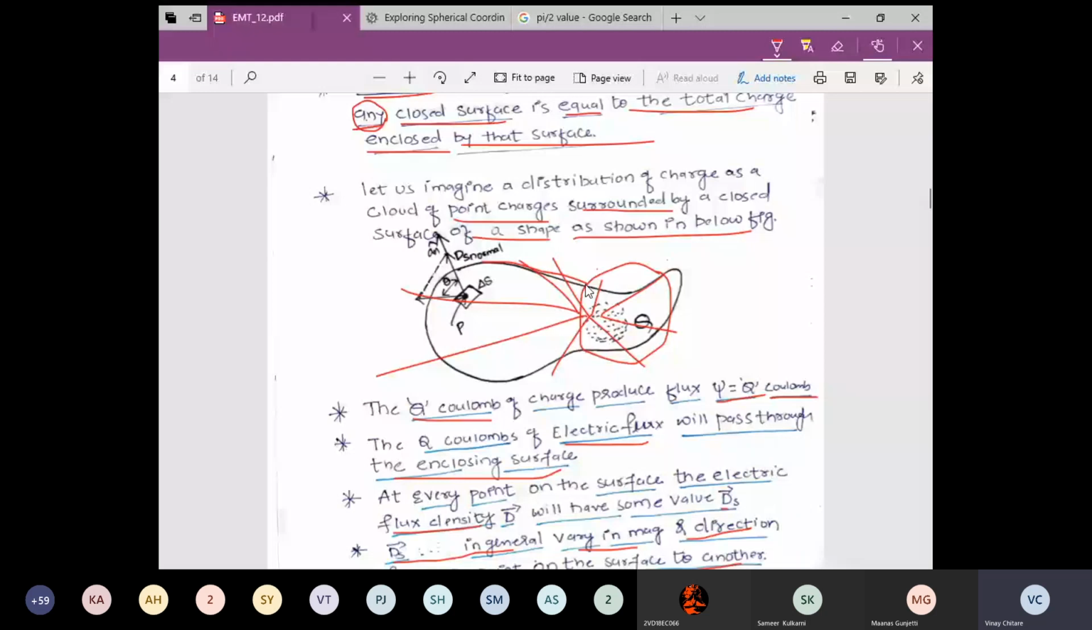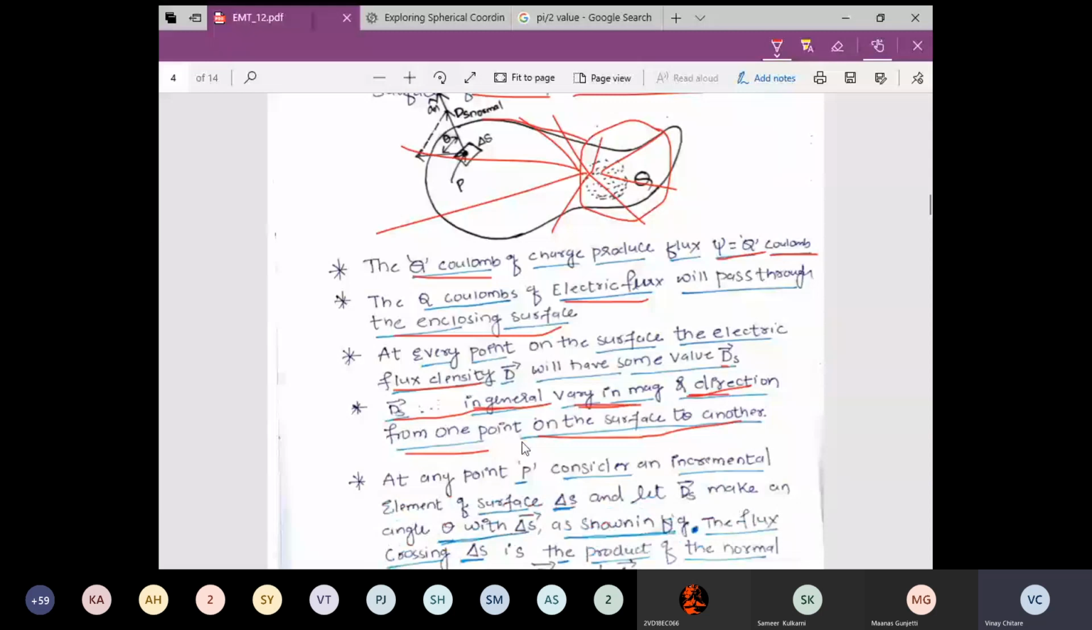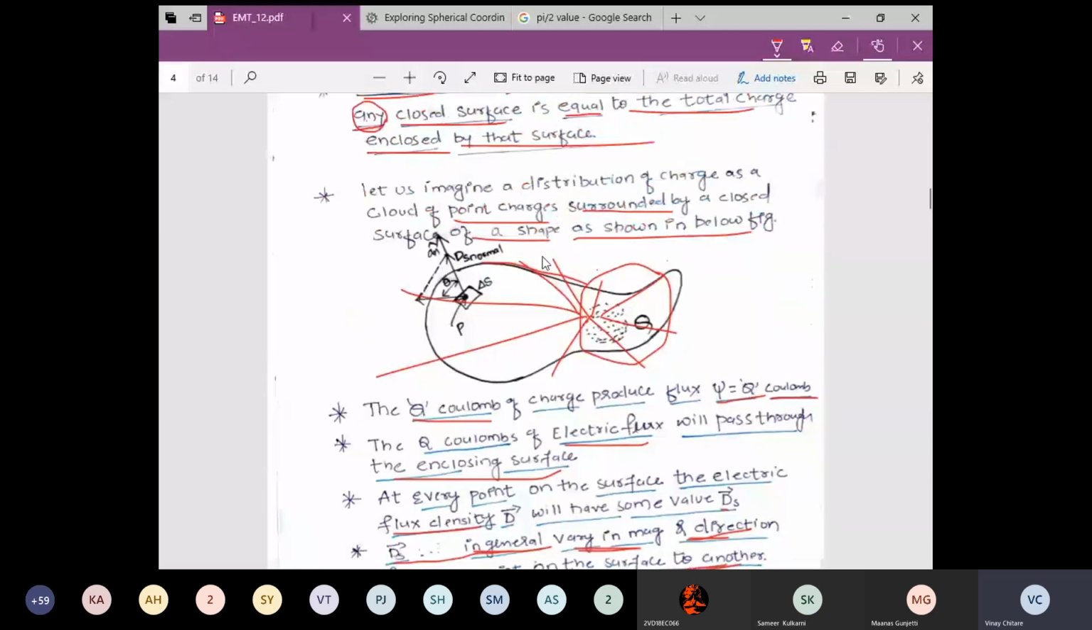If you have taken care of the symmetry and chosen a proper surface, then surely you will find that the flux lines will be uniform and the density will be the same on the surface. So in general, we say that it varies in magnitude and direction from one point on the surface to another point. Now we are interested in finding the total flux crossing this surface in a mathematical way.